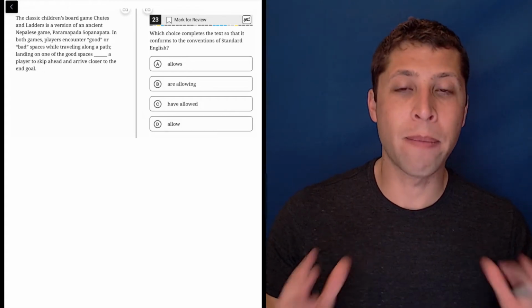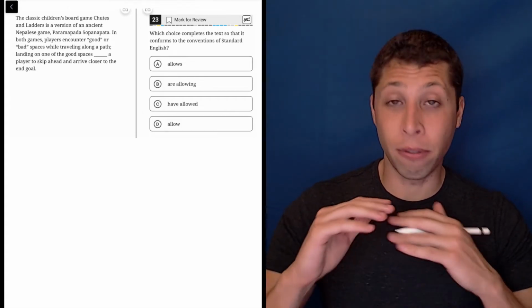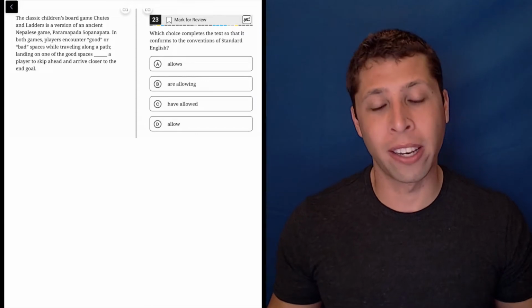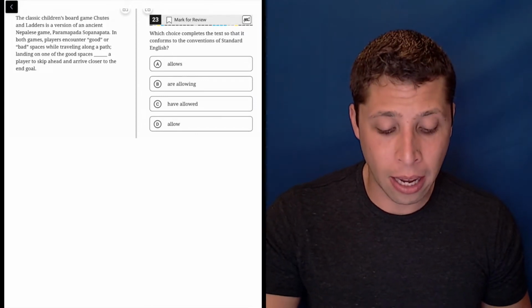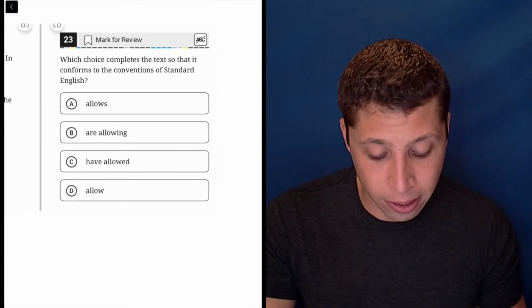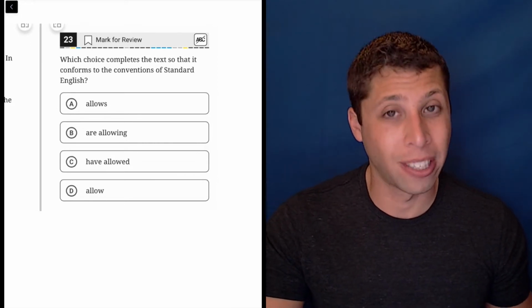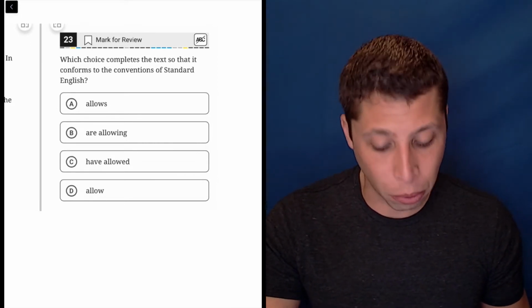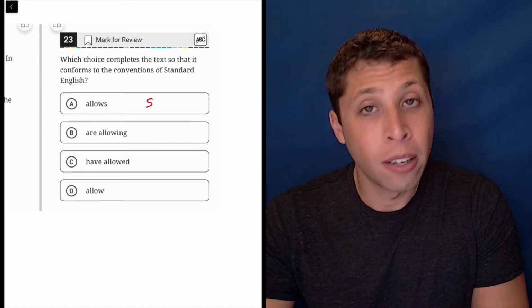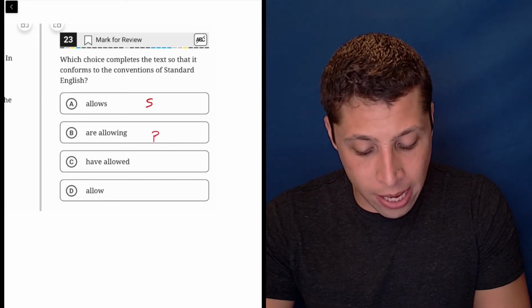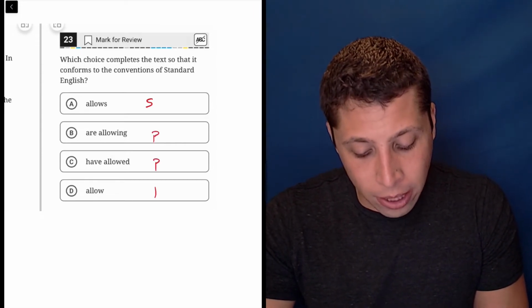To me, this is a much more typical SAT verb tense question compared to some of the others that we've seen. Before I even dive into the sentence, I'd be looking at these verbs and thinking, oh, I understand what this is about. It's not really about tense, it's about singular versus plurals. Choice A is singular, singular verbs end in S, B is plural, C is plural, D is plural.